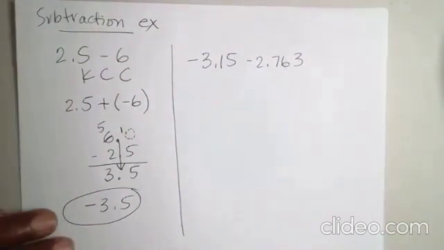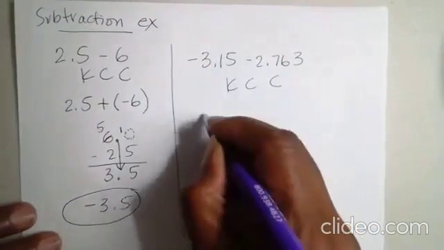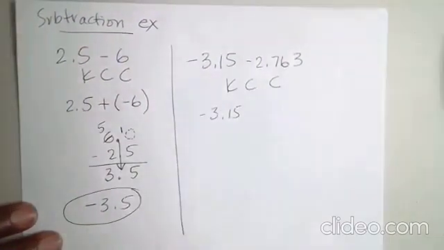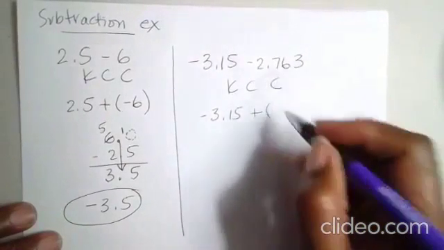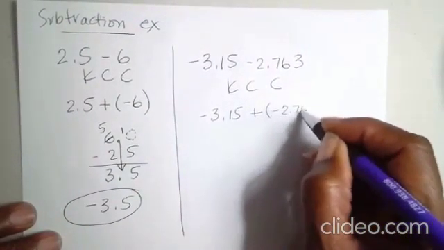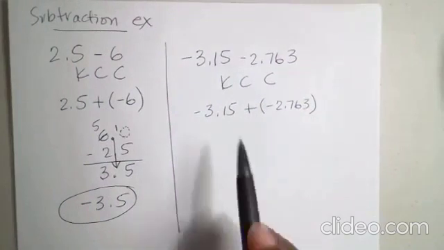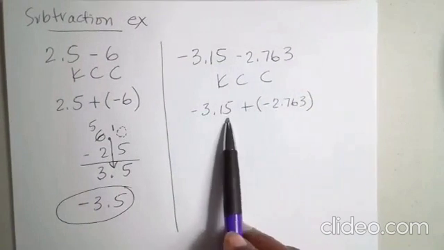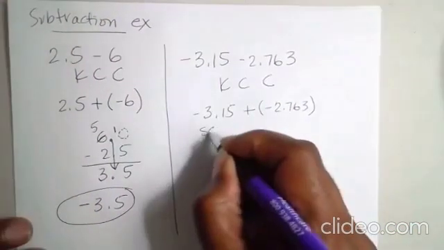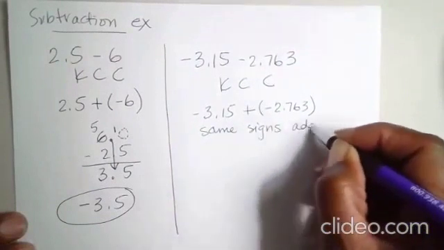But if you go into multiple digits, you may be talking about other things. But let's follow keep, change, change. We keep our first number, change our minus sign to a plus, change our 2.763 to its opposite. Now, when we look at these two addends, we see that they are the same sign. So our rule says same signs add and keep the sign.